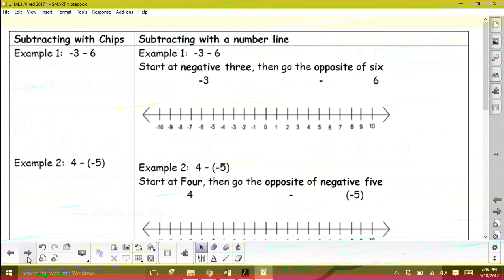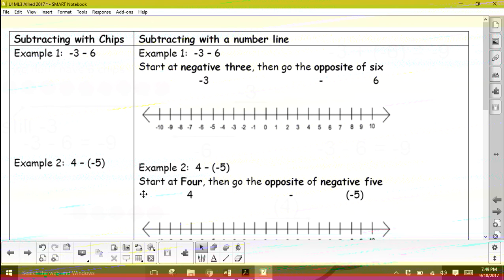All right, we're going to start with the notes. When we work through these math problems, we're going to try to model some of them with chips, and then we're going to try to use the number line to model them as well. So please try to stay with me on both the left and right-hand side of your paper as I model some of these with chips and some with the number line.